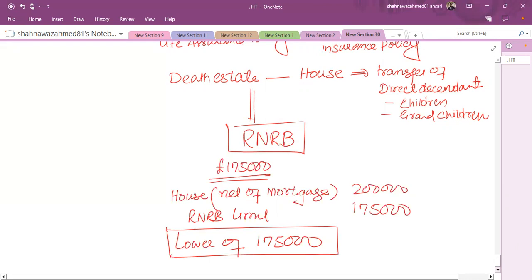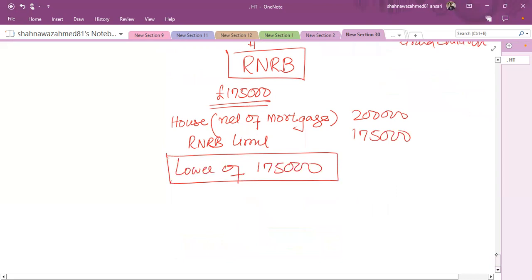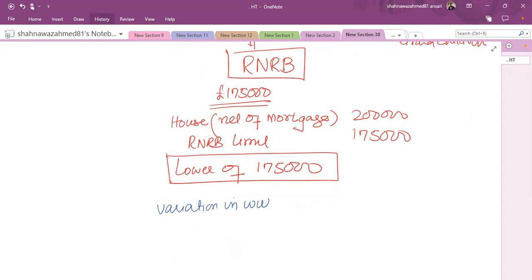Sometimes it happens that there was a house and the person who died has transferred that house to the spouse. Now, as you know, a spouse is already exempt. So it was not a wise decision. So it is a possibility that if all the parties agree on a variation in the will, you can change the will, but that change is only allowed if it's for tax purposes. So what can we do? We can change the will in such a way that it minimizes the tax liability or maximizes the benefit. For example, originally the will was that the house was transferred to the wife. Now in the varied will, we have given the wife something different and the house has been given to a direct descendant in order to get RNRB.